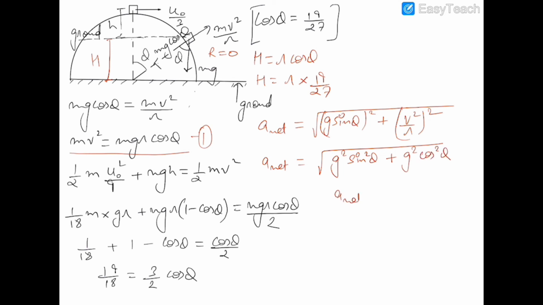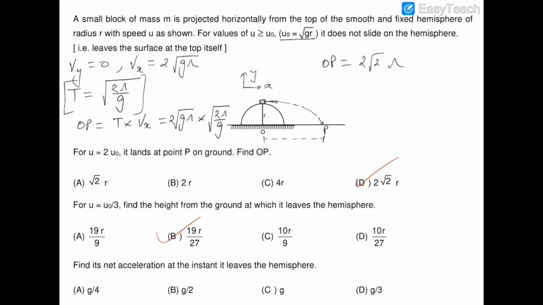So A net will be equal to g, and this is very easy to understand because at this position the ball breaks off from the contact of the hemisphere and it is no more in the circular trajectory. So this ball is in the air at this position, and any object which is in mid air has an acceleration g, which is the acceleration of free fall. So this can be understood simply. So the correct option for that is also option number C. Thank you.